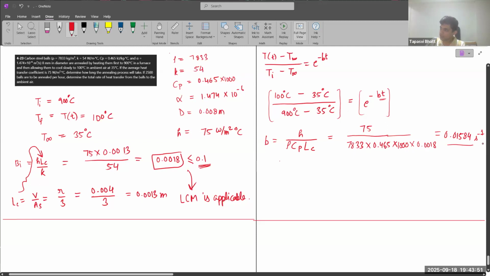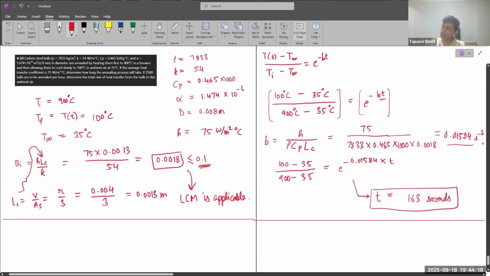Now just plugging in the equation, the value of b: 100 minus 35 over 900 minus 35 is e to the power minus 0.01584 times t. From this, we can very simply calculate t as 163. This is the answer which I got. What's the unit? Seconds. So it is going to take almost 3 minutes for the balls to get annealed and finally reach a temperature of 100 degrees Celsius.